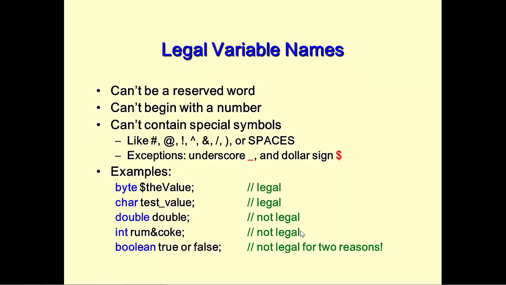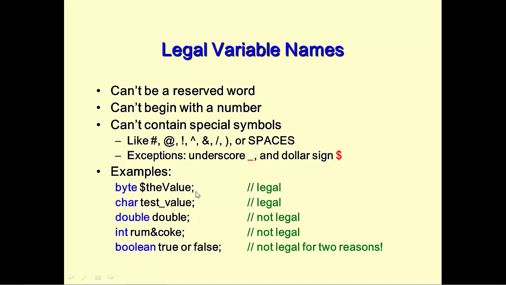So looking at legal variable names, first of all, it can't be a reserved word. It can't begin with a number, and be careful on that. It can't contain special symbols like the pound sign, the @ sign, exclamation, and so on, or spaces. There are exceptions to this rule, though. You can use the underscore, and you can also use the $ sign. So let's look at a couple of examples here. Again, following the format of data type variable name semicolon, you can see we've got a byte right here as our data type. This is going to be legal because we can use the $ sign according to the rule set.